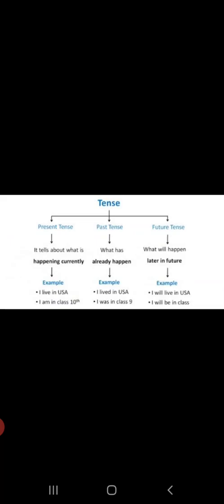Alright. Just have a look at this. Present tense expresses actions in the present time. Past tense expresses actions in the past time, and future tense expresses actions which are likely to occur in the future. You can see the examples. Present tense: I live in USA. Past tense: I lived in USA. And future tense: I will live in USA.